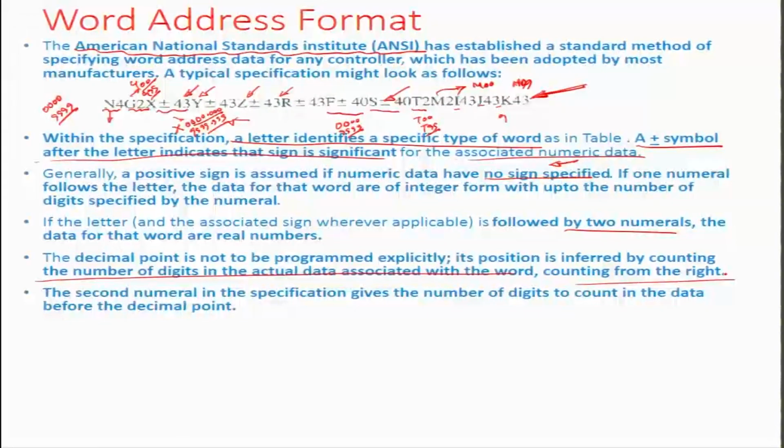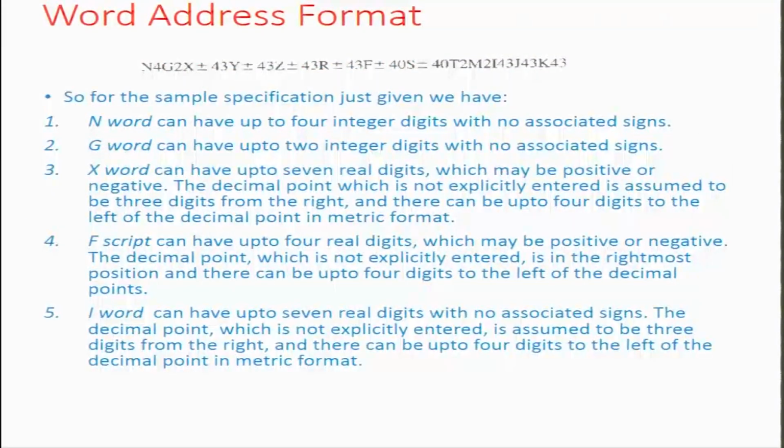Okay, so whatever is towards the right of the number indicates how much is towards the right of the decimal, and similarly for the left. So the second numeral in the specification gives the number of digits to count in the data before the decimal point, and so that's how the Standard Institute has developed this representation of format for every controller.